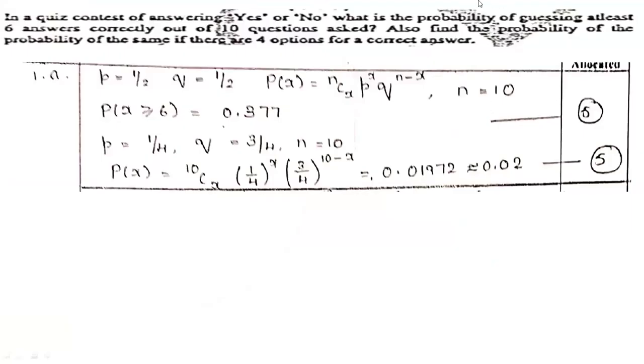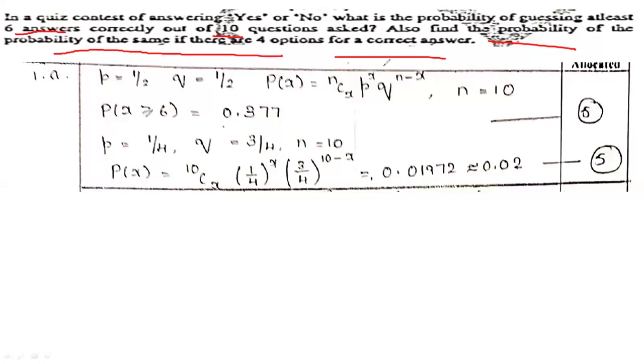Moving on to the discussion. The first question you can read. If you are not able to understand, don't worry, I will read it out very clearly. So please make a note. In a quiz with answers of yes or no, what is the probability of guessing at least six answers correctly out of 10 questions asked? Also, find the probability of the same if there are four options for the correct answer.